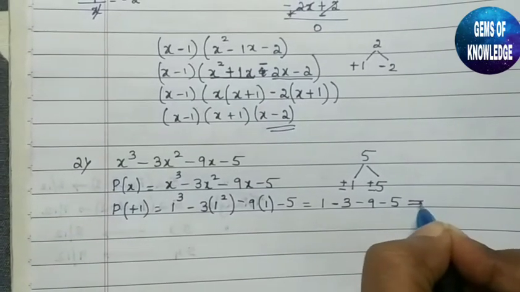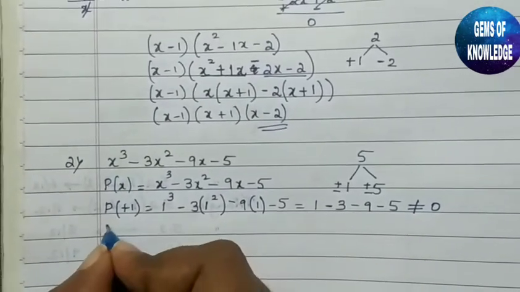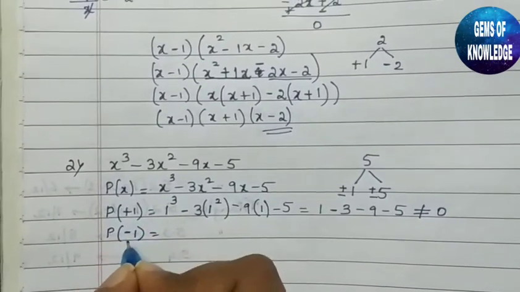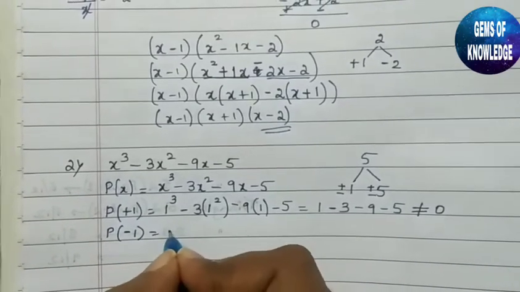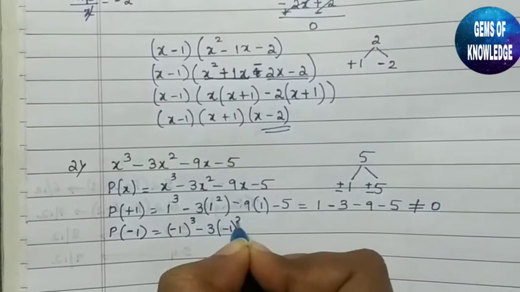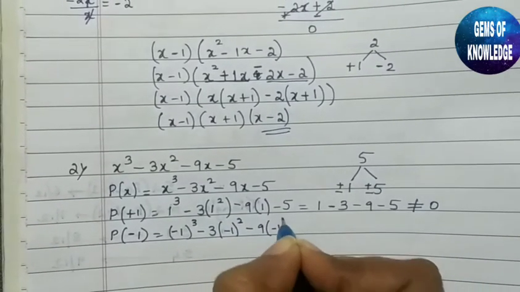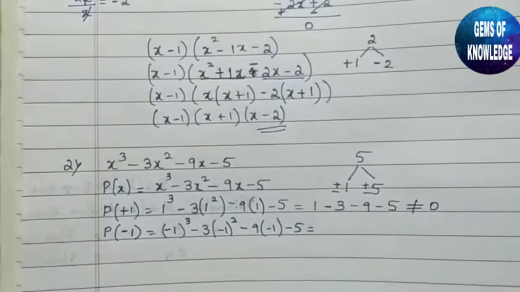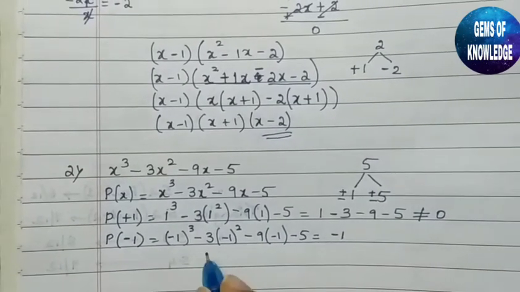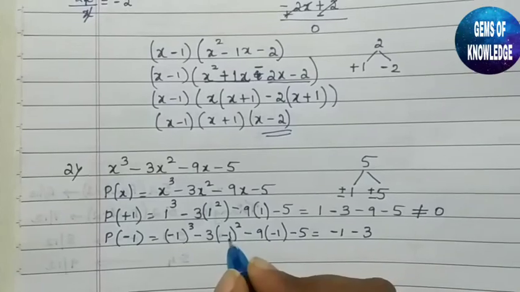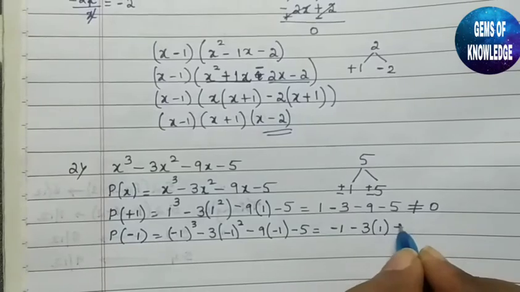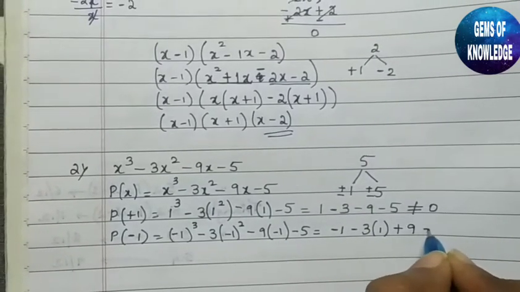So we are not getting this to be equal to 0. So what we have to take, we have to consider another number, that is minus 1. So plus 1 we are not getting, let us consider it to be minus 1. So minus 1 whole cube minus 3 into minus 1 whole square minus 9 into minus 1 and minus 5. So here what we are left with, minus 1 whole cube will be minus 1 minus 3 into this will become plus 1. So minus into minus will be plus, 9 ones are 9 and minus 5.